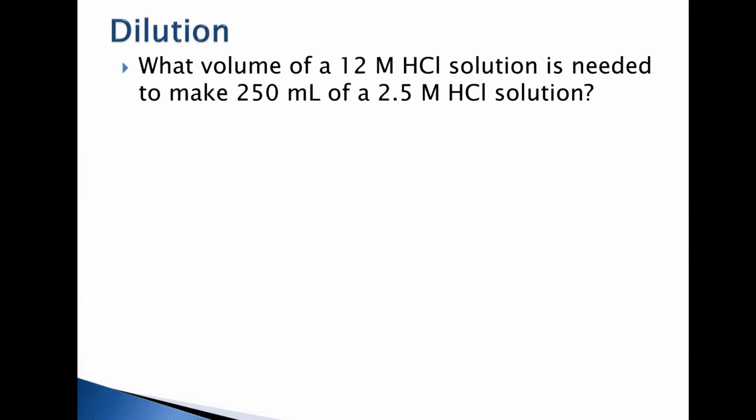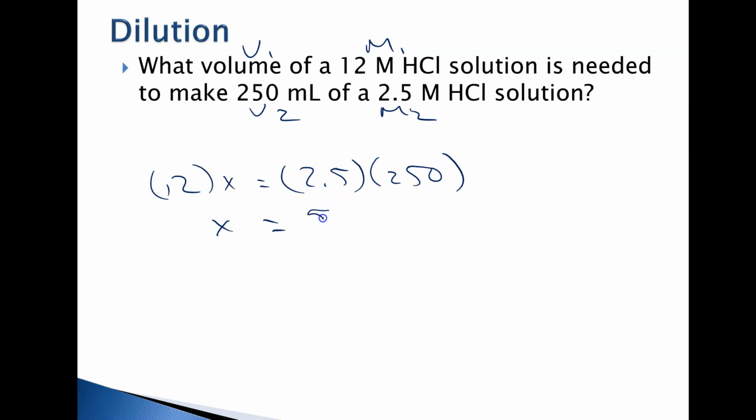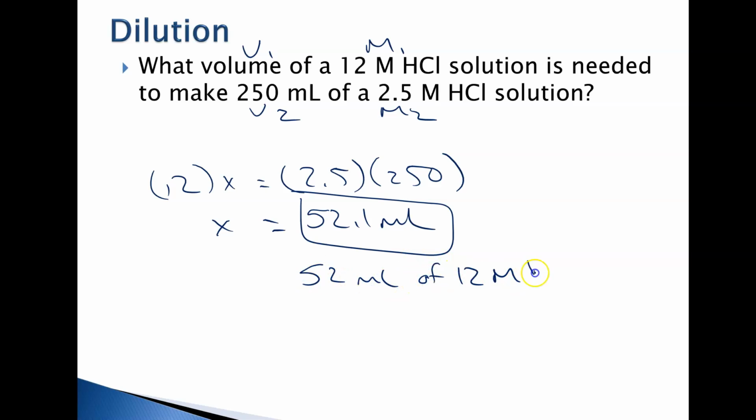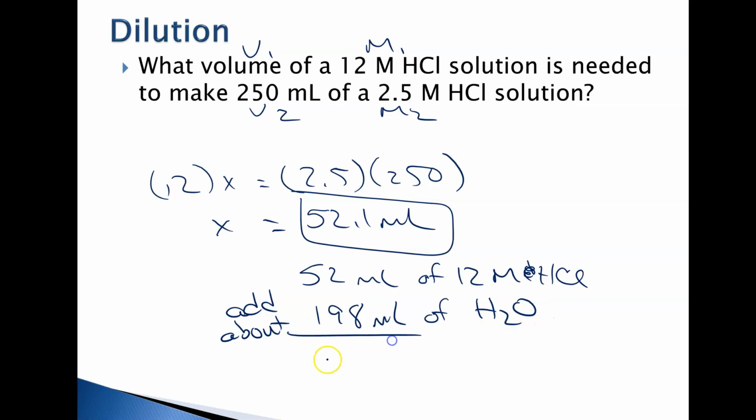So, sample problem, what volume of 12 molarity HCl is needed? So that's M1, this is V1, this is V2, and M2. And it's plug and chug. 12x equals 2.5 times 250. X ends up being 52.1 milliliters. Done. So what I would do is I'd measure out 52 milliliters of 12 molarity HCl, and I would add about 198 milliliters of water to it. So the total volume is 250 milliliters, and I've added extra water, so all I did was dilute it down.